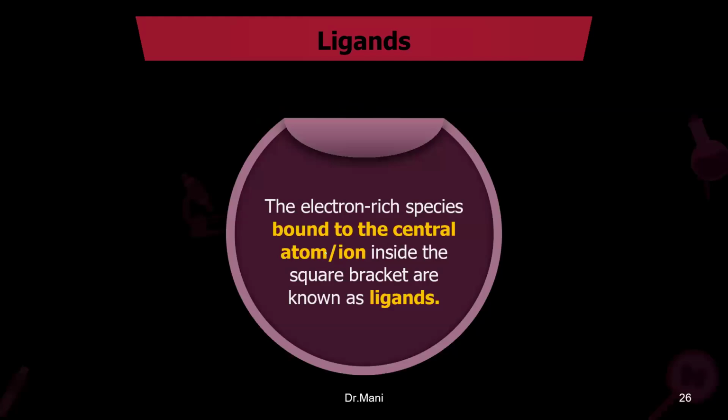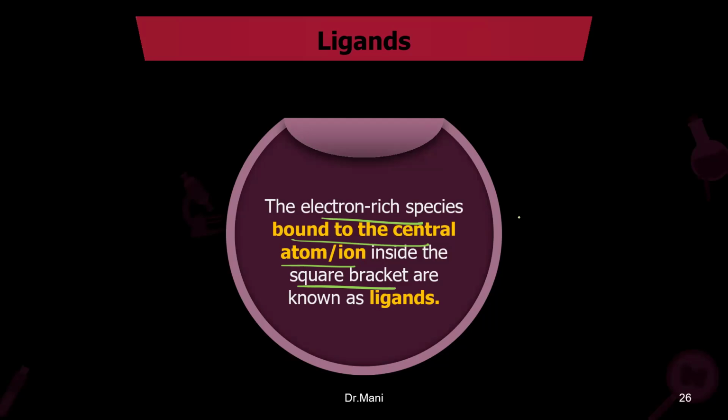Next one. So let's write the formula [MLn]^(a+) X^(a-). So tell me, what is L here? What is L here? Ligand. Ligand, sir. Okay. So L is called the ligand here. So how do you differentiate? How do you tell this ligand? It's an electron-rich species bound to the central atom or ion inside the square brackets, known as the ligands. Okay. So remember this.